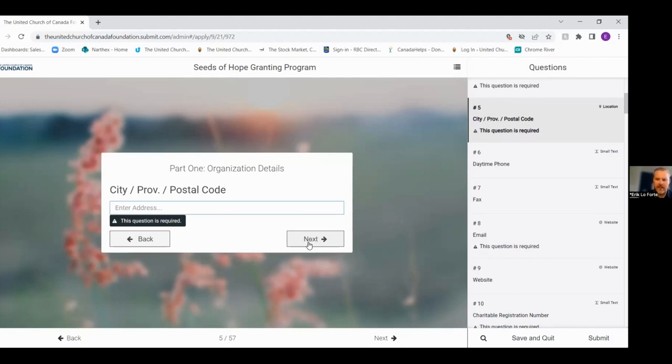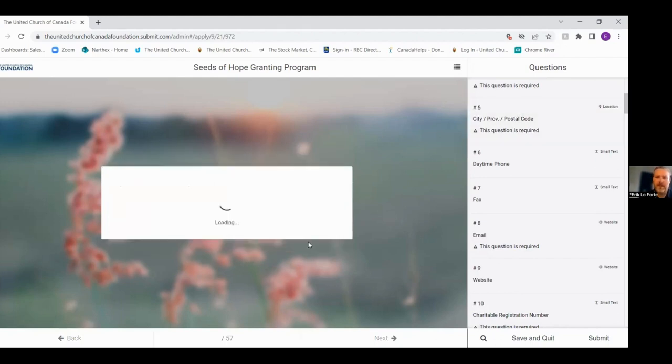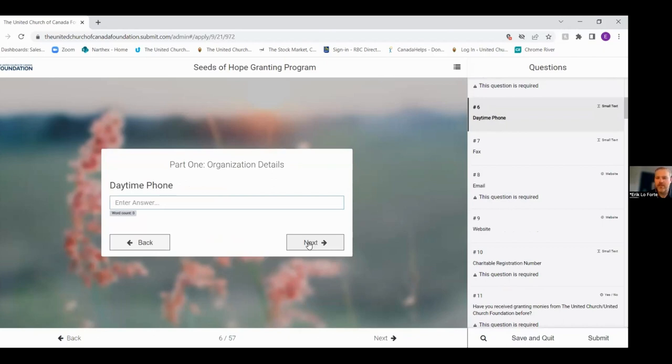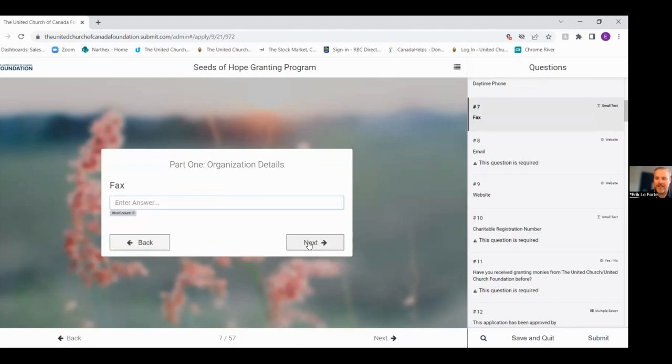Next is the second part of the mailing address question: city, province, postal code, pretty straightforward. The phone number, how best to reach you by phone. Fax number where applicable, it is 2023. I'm not quite sure how many faxes people are using these days, but if you have one, we'd love to have it.